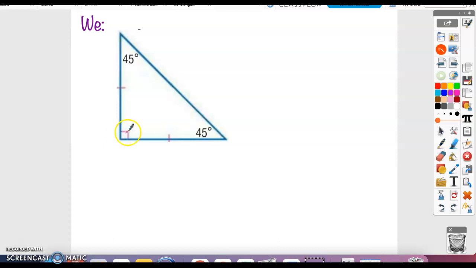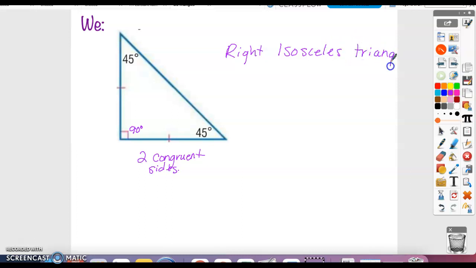Okay, on this one you can see really clearly down here in the corner we have a 90-degree angle. We have two sides that are congruent, marked by these little red lines here. So two congruent sides. So we would say that since it's a 90-degree angle, that is a right angle first. Two congruent sides means it is an isosceles triangle. So it is a right isosceles triangle.